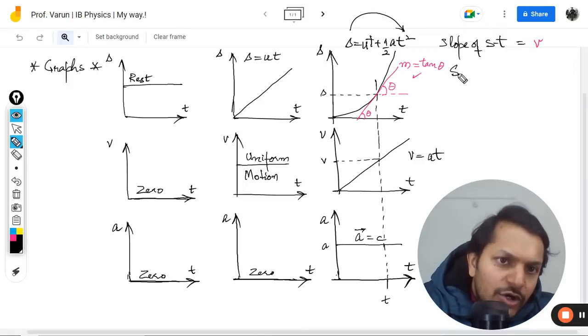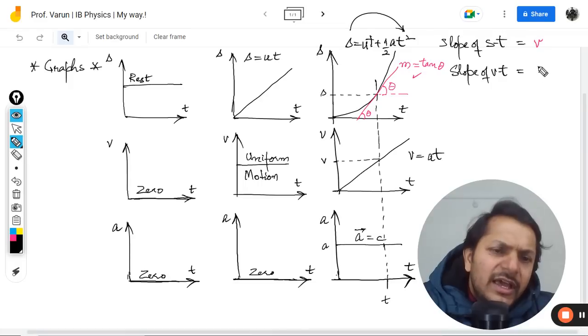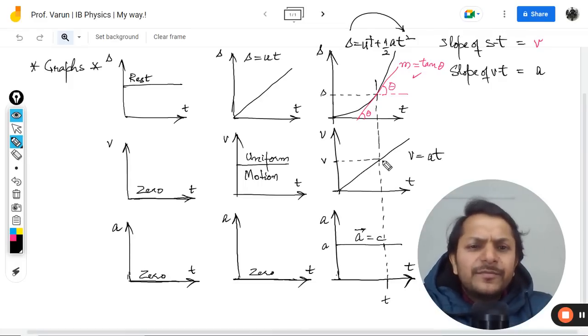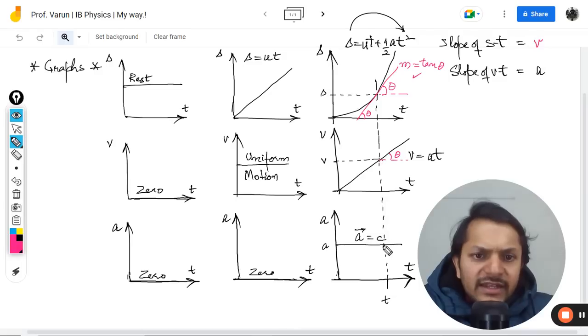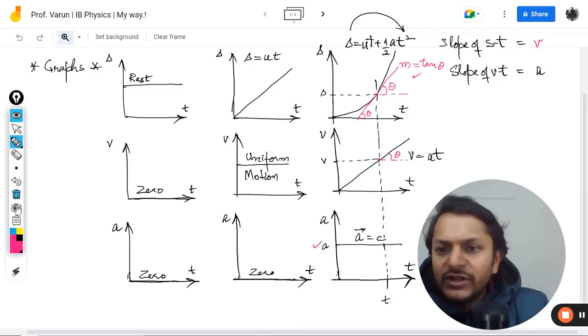What next now? So the slope of the vt curve is equal to the acceleration. So the slope here, this theta, is equal to the instantaneous acceleration here, that is a. Yes. So this is how they are related.